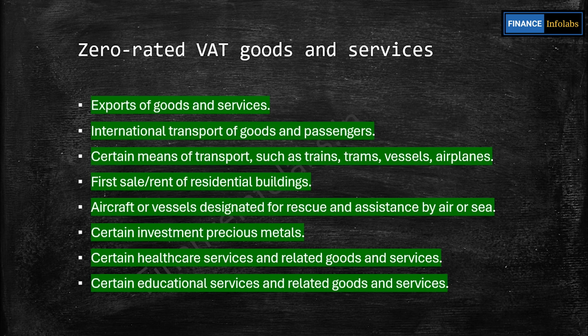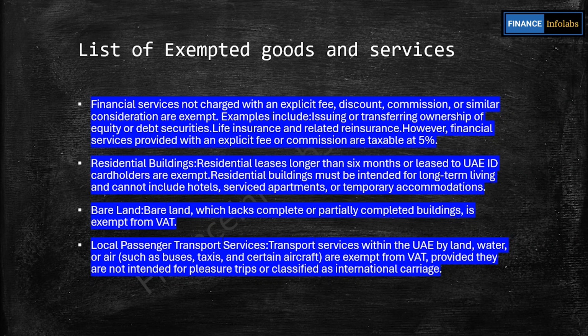In the next slide, we can discuss the list of exempted goods and services in UAE. Exempted goods and services in the UAE include financial services, services without an explicit fee, discount, or commission, such as issuing or transferring ownership of equity or debt securities, and life insurance and related reinsurance. However, financial services with explicit fees or commissions are taxable at 5%. Residential buildings, leases longer than 6 months or lease to UAE ID card holders are exempt.